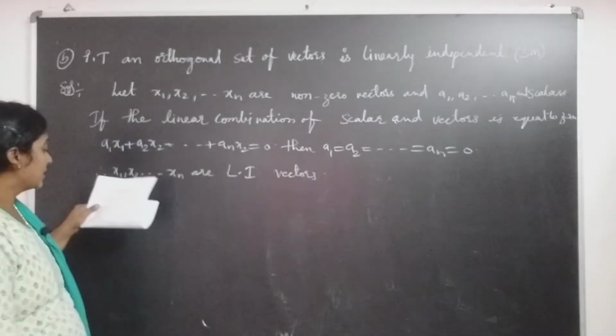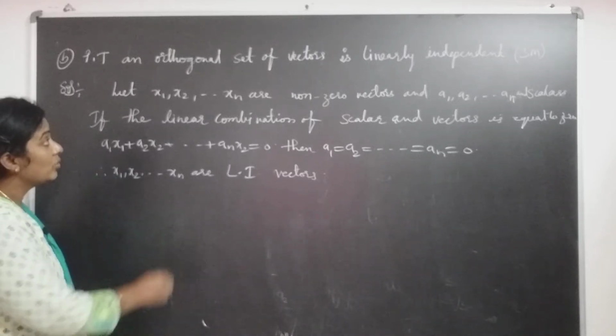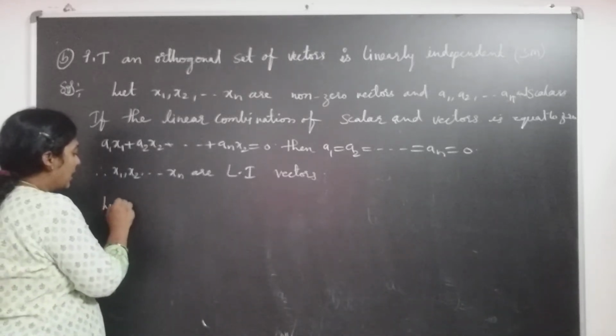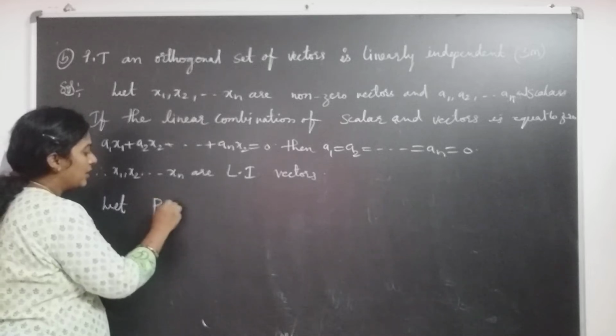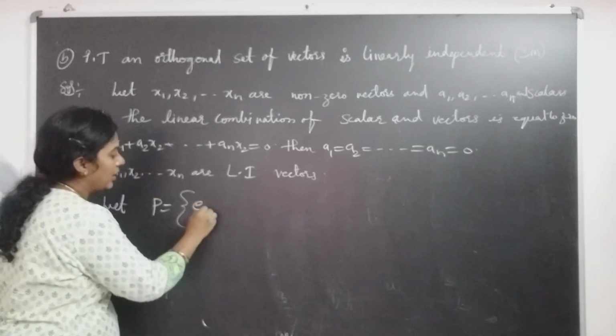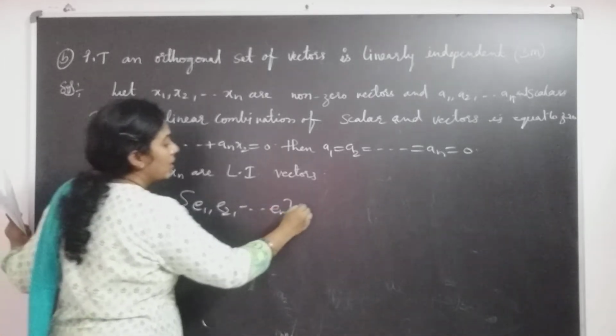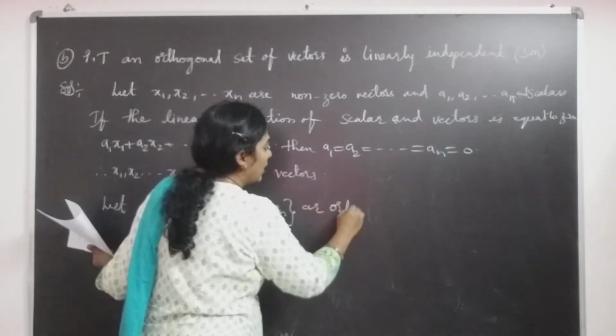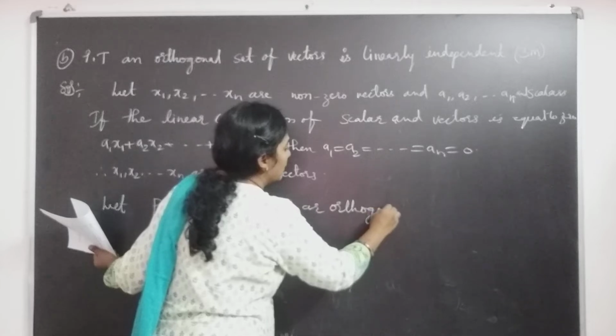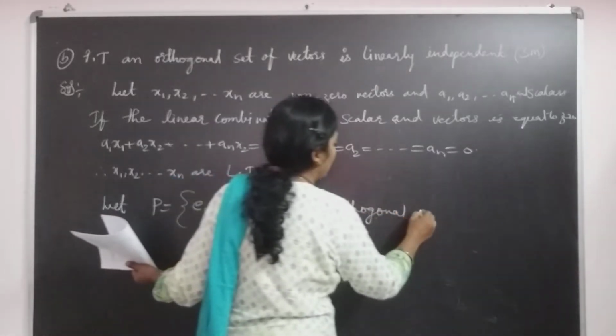Here what they are asking is, prove that an orthogonal set of vectors is linearly independent. Let P equal the set of E1, E2, so on, En be orthogonal vectors. These are orthogonal.